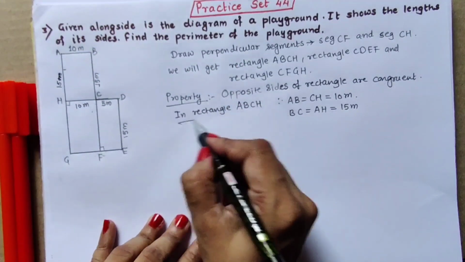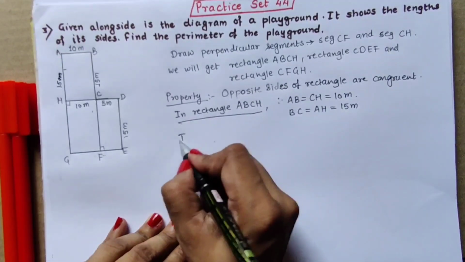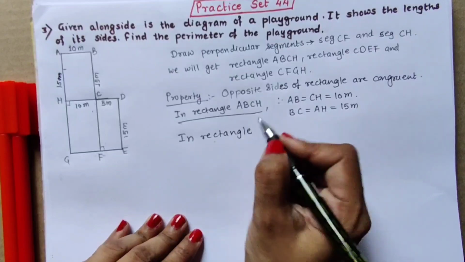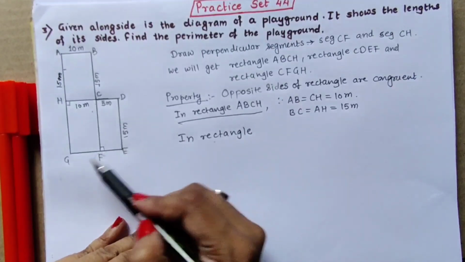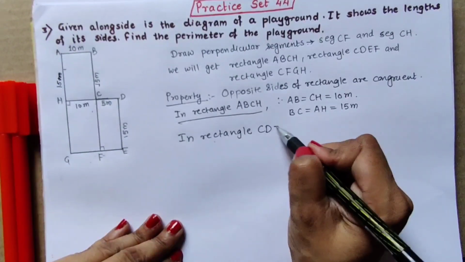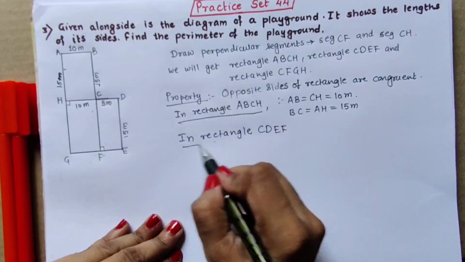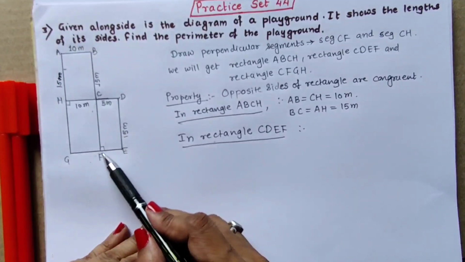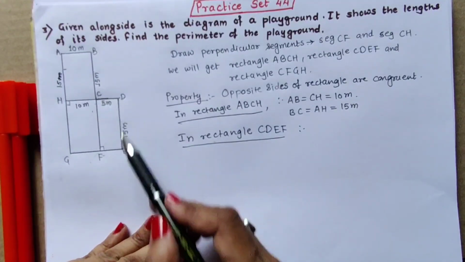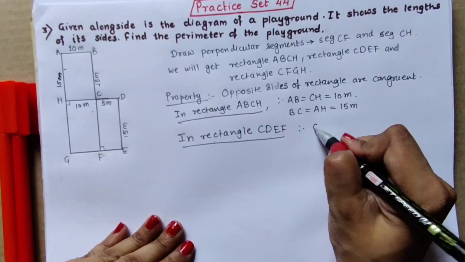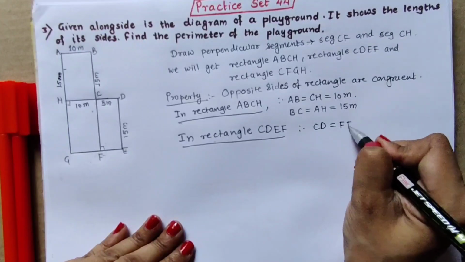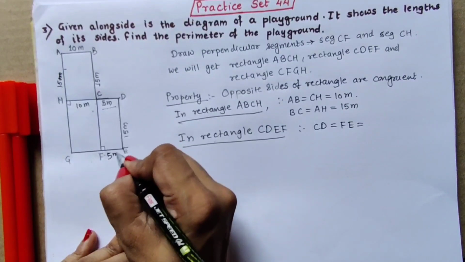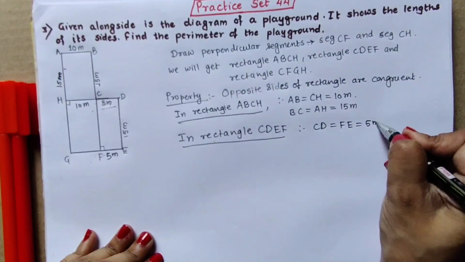Now find out the next rectangle. In rectangle CDEF, let us find the opposite sides. Now CD is congruent with EF, correct? CD is equal to FE. So write CD is equal to FE. Now CD is 5 meter. That means FE is also 5 meter. So I am going to write here 5 meter.